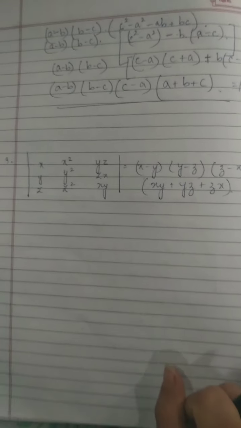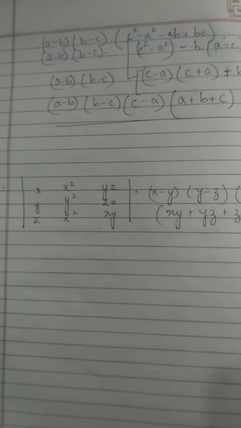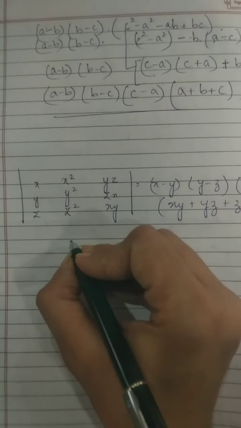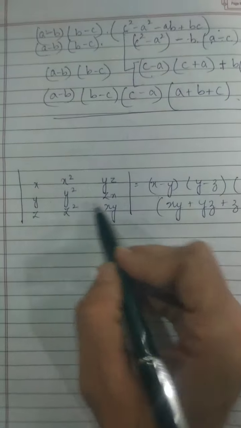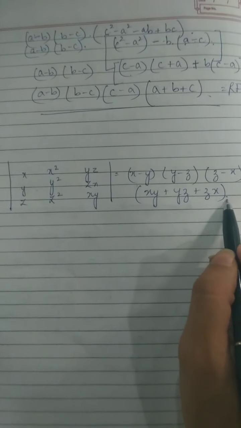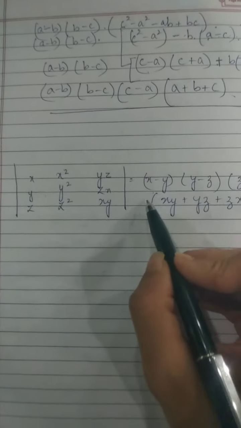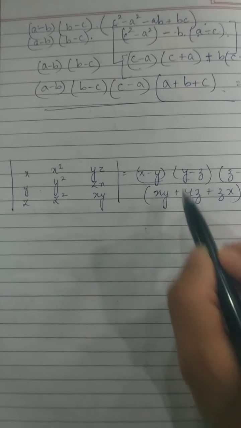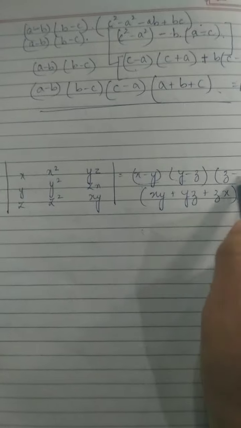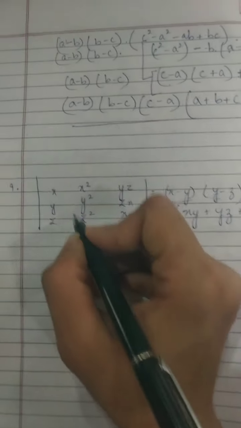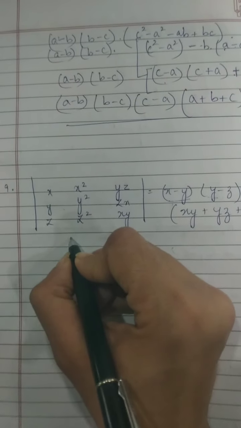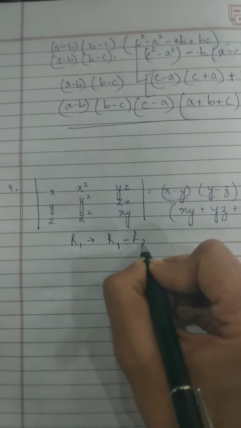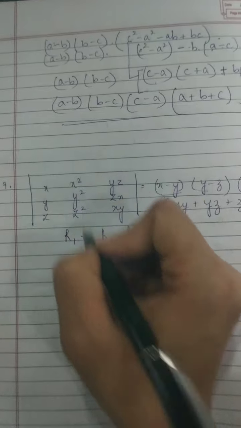Okay. Moving on to question number 9. This determinant has to be proved equal to this. Simply the first hint, x minus y, then y minus z, and then z minus x. So first of all, I can take row 1 and let's have it R1 minus R2 because I'll get x minus y, x square minus y square, and so on.